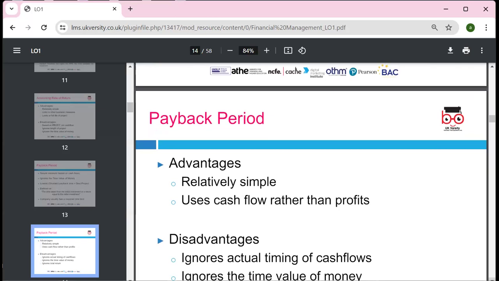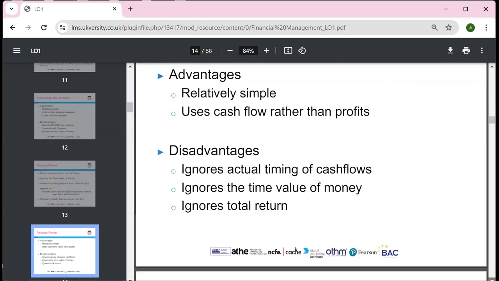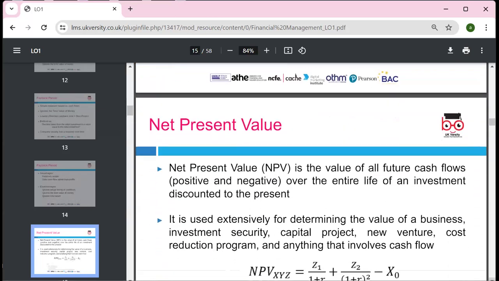The disadvantage of this method is that it ignores the cash flow after payback, the time value of money, and total return, especially when investing money in education or innovation, where the benefit can be huge and can last for a longer period of time than the short period.